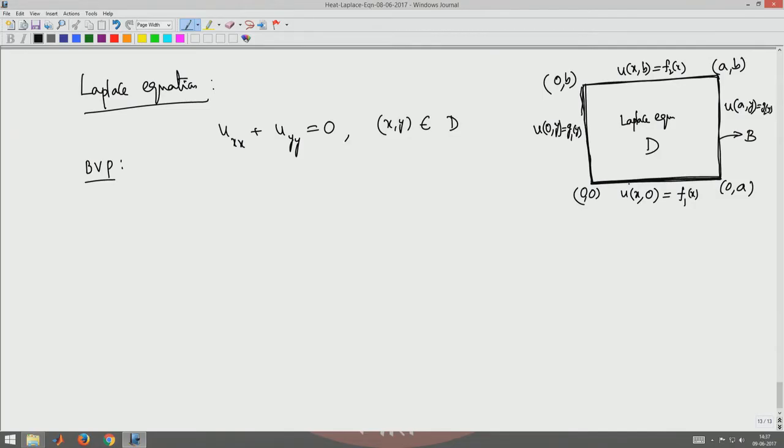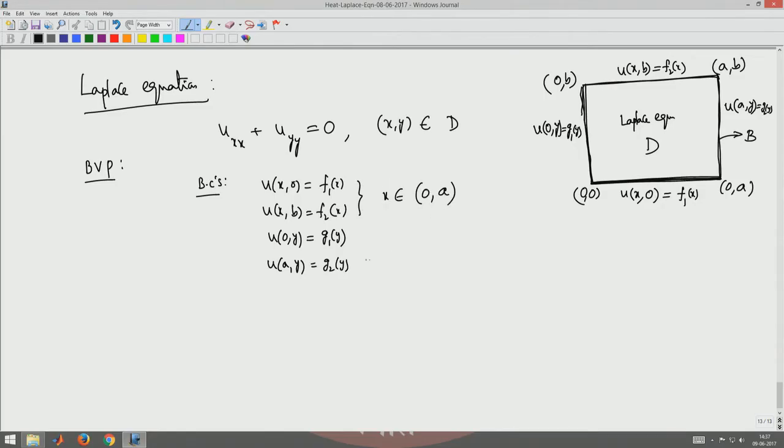If you give it like this, the boundary conditions are: u(x, 0) is f1(x), u(x, b) is f2(x), u(0, y) equal to g1(y), and u(a, y) is g2(y). Here x belongs to 0 to a in both cases, and y belongs to 0 to b. These are the intervals. So how do we solve this boundary value problem?